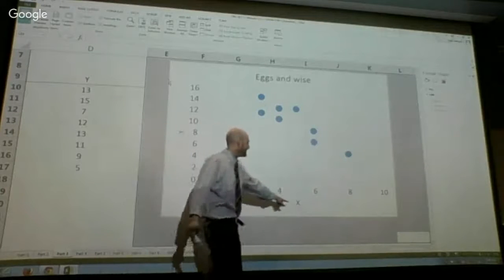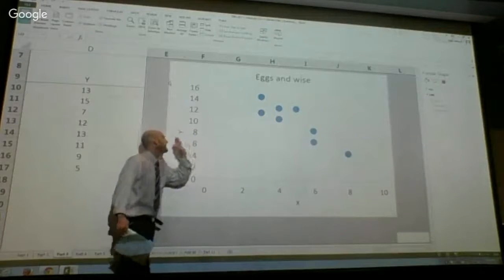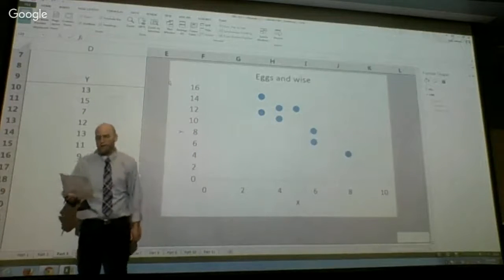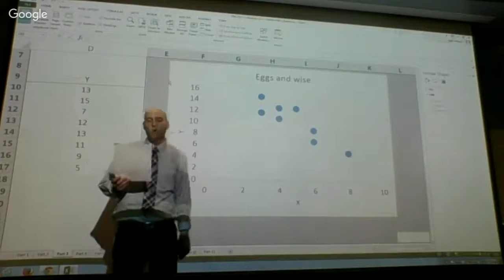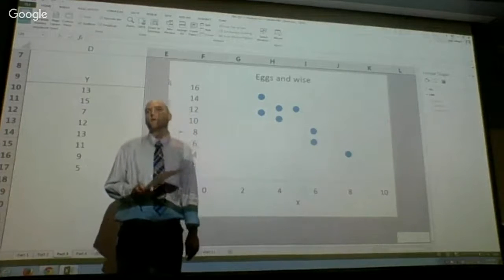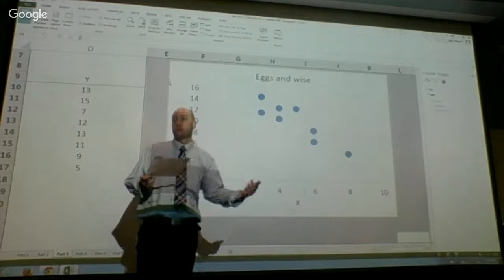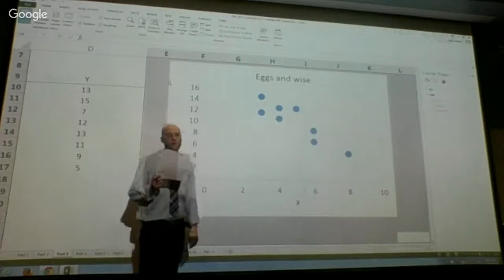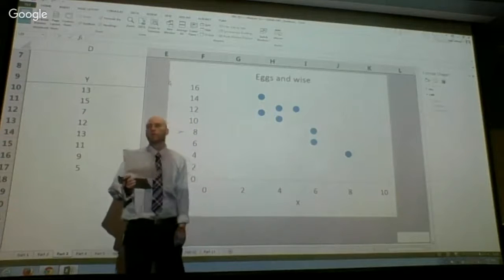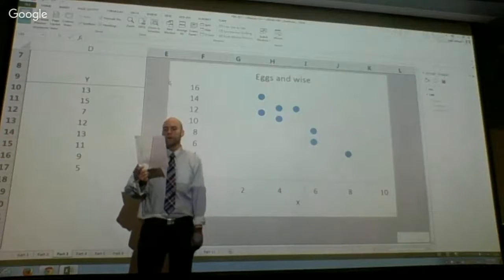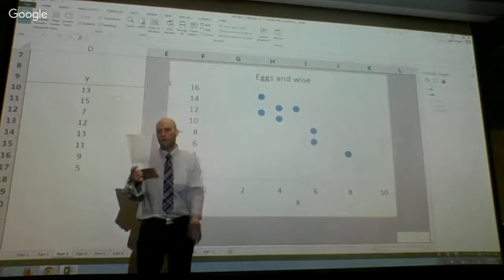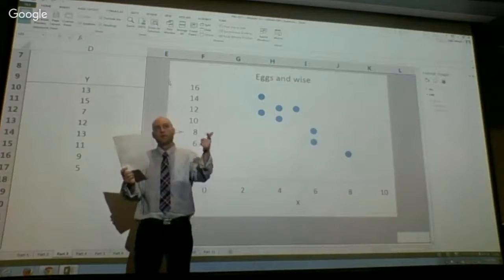This variable x is on the horizontal axis. This variable y is on the vertical axis. Question 27, which one is the independent variable? X, y, or cannot be determined? X. Which is the dependent variable? Y. What is the nature of the relation? Matt already told us. Strong and negative.